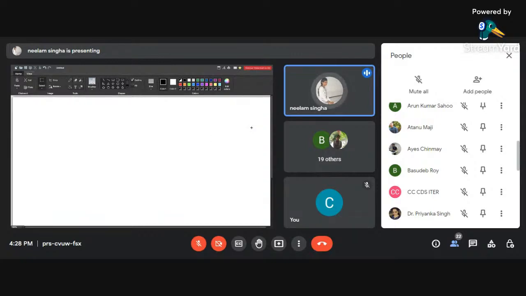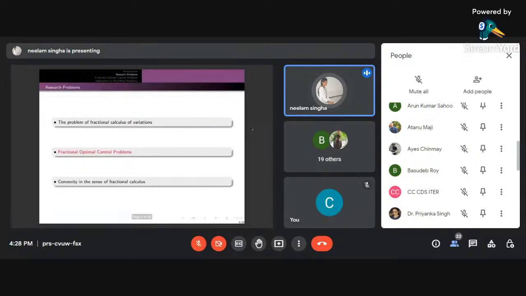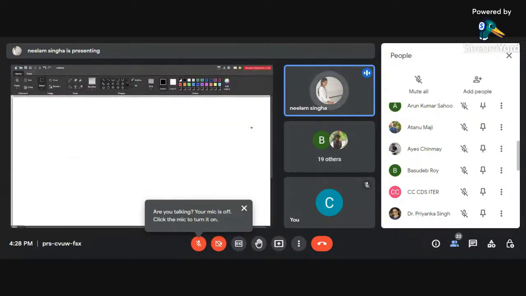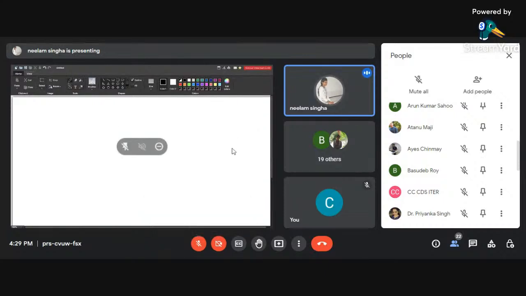Let me quickly go back so that I can finish the real world applications as well. Throughout my research, I have specifically worked on 3 different kinds of problems. Two are related to each other, but one is very different. I have dealt with fractional calculus of variations, fractional optimal control problems, and last but not the least, fractional order convexity, meaning defining convexity with the help of fractional order operators. When I say operators, I quickly mean derivatives or integrals.